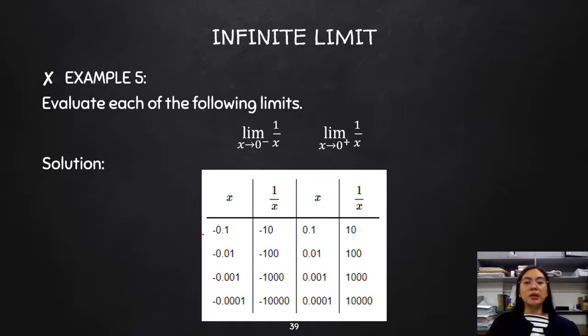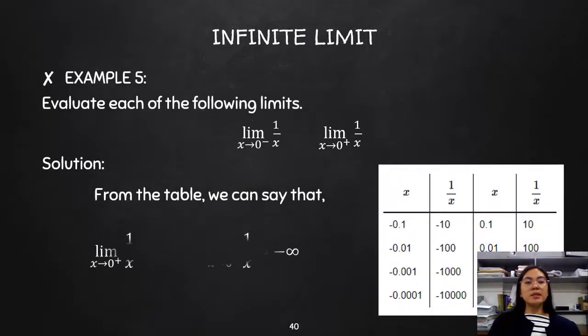So kung mag-plug in ka ng negative 0.1, it will give you 10. Negative 0.01, it will give you 100, and so on and so forth. Di ba kung nakikita nyo, habang pa-close siya ng pa-close sa 0 on this side, palaki na palaki naman yung value. So, we can say here na it is approaching negative infinity, or a very, very large value. And on the other side, if you take a look, it approaches a very, very large positive value naman. So, ganyan siya.